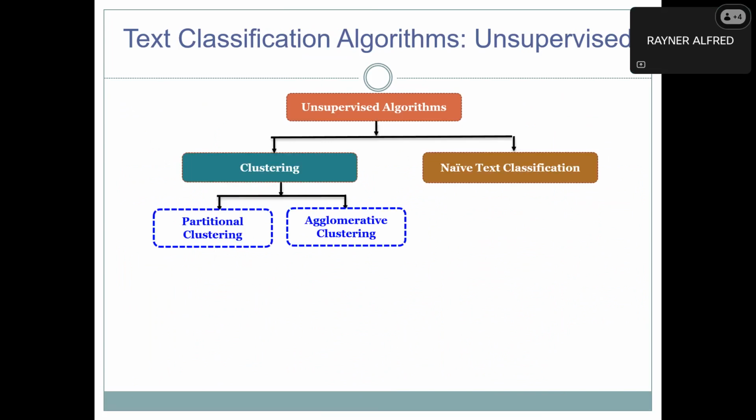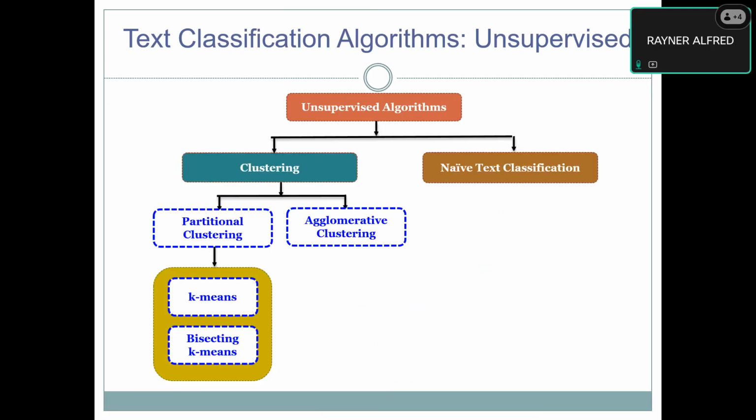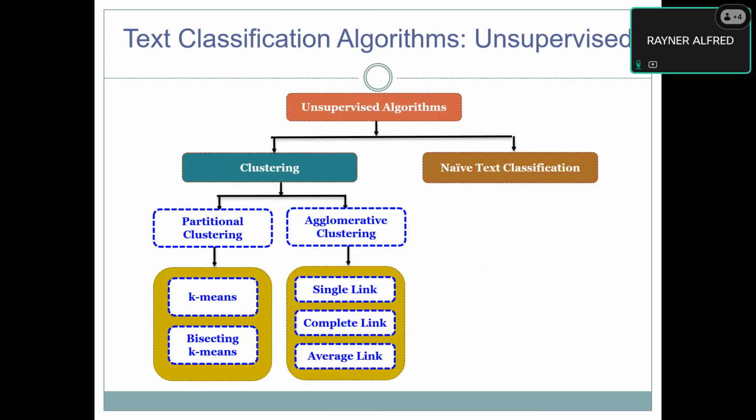For clustering, we have two types: partitional, which is non-overlapping, and we also have hierarchical clustering, which is the agglomerative clustering. So we have k-means, bisecting k-means, and for the agglomerative clustering, we can divide them into single link method, complete link method, and average link method.